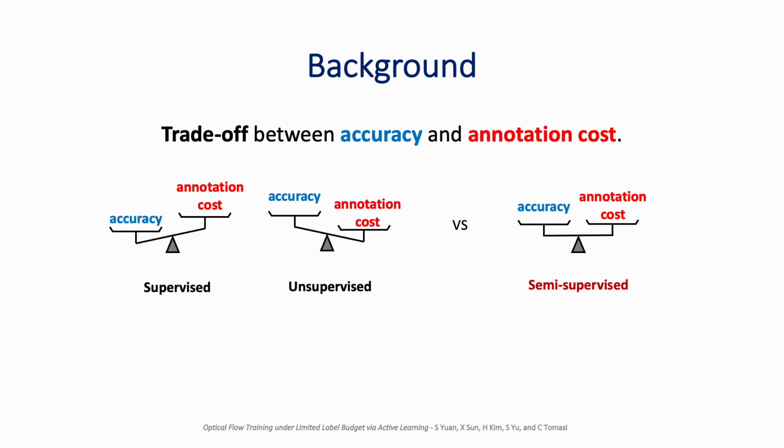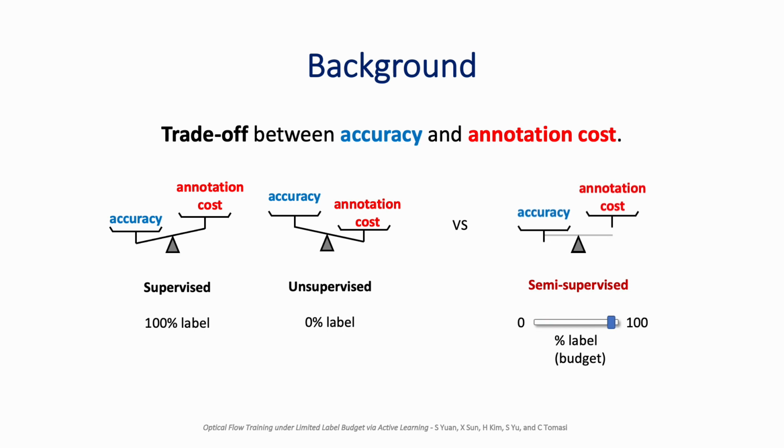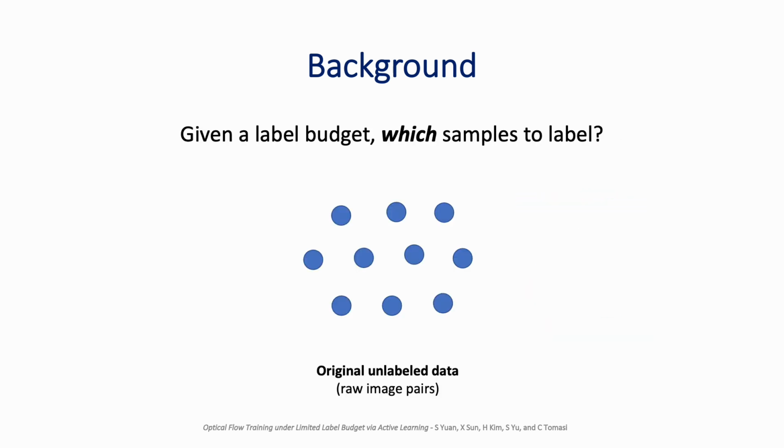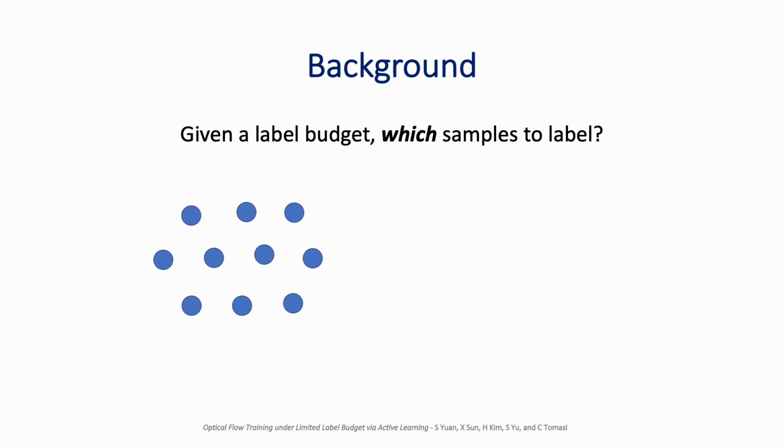annotation cost. Note that the percentage of labeling is variable depending on the budget we have. The label budget is a very common constraint in real practice, so it is important to study how to optimize accuracy under a usually limited label budget. Now, given a label budget, for example, we can afford 20% of the data to get labeled. A common question is, which 20% of the data do we label? A naive answer is random selection, but it is possible to do better.